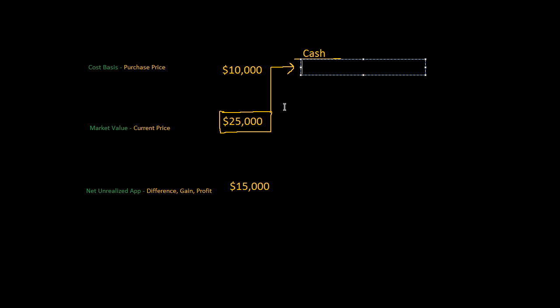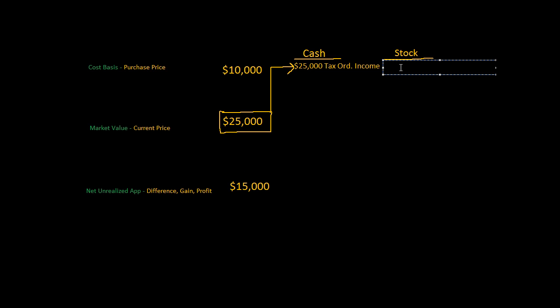If you did that, you would have $25,000 taxed at ordinary income. Okay, so that's if you just cash it out. So you'd have $25,000 taxed as ordinary income. And you wanted to see if you should take a NUA, or net unrealized appreciation.